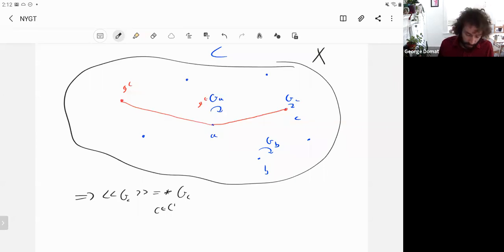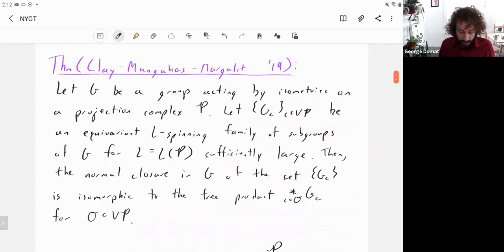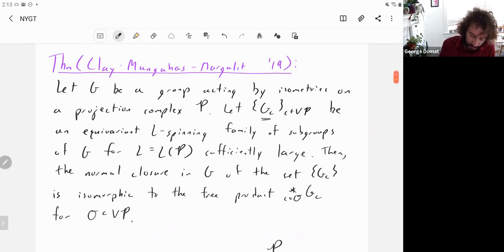Okay, and then the other new result is due to Clay, Mangahas, and Margalit. And what do they say? Well, now the setting's different. Now the setting is not acting on a delta hyperbolic space, it's acting on a projection complex. I won't tell you right now what that is, but later I'll get into that. But you have a group acting on some new type of space with pretty much the same setup. So again, you have these GCs.